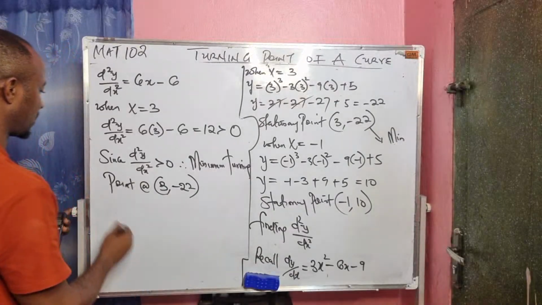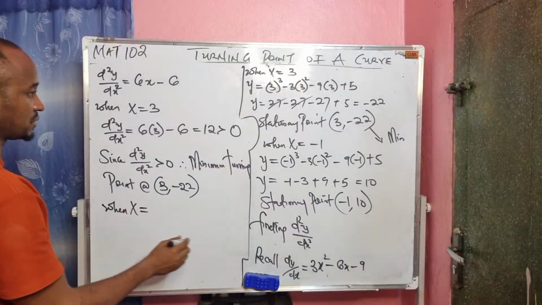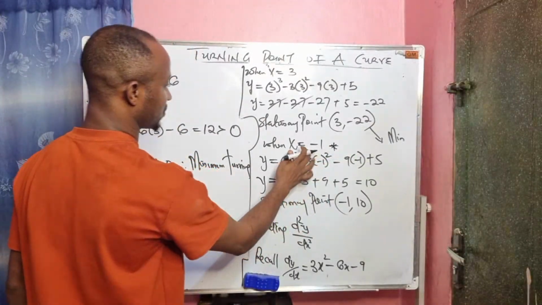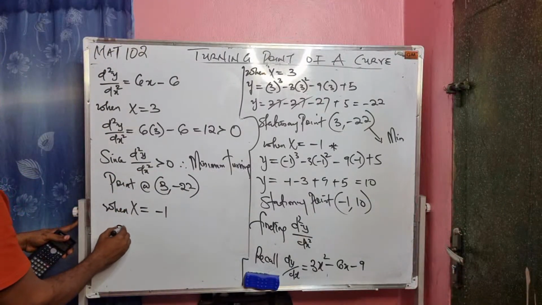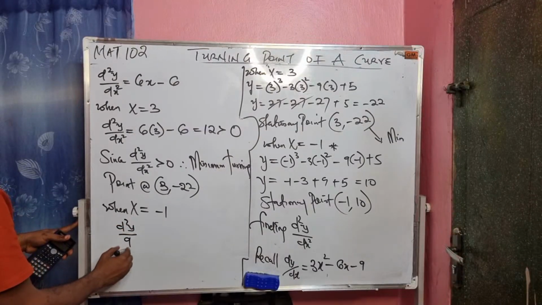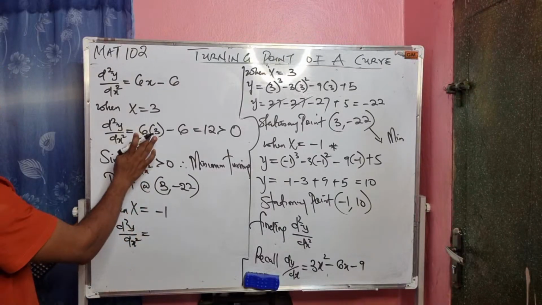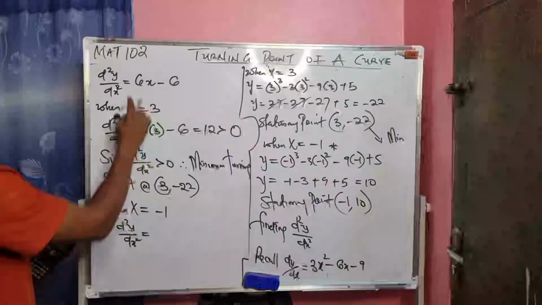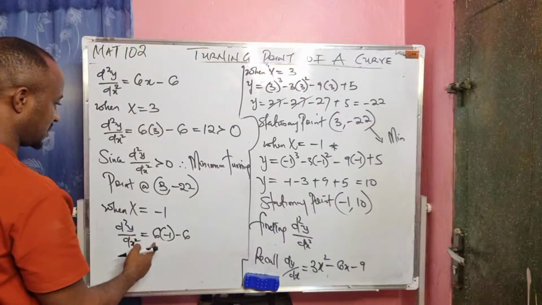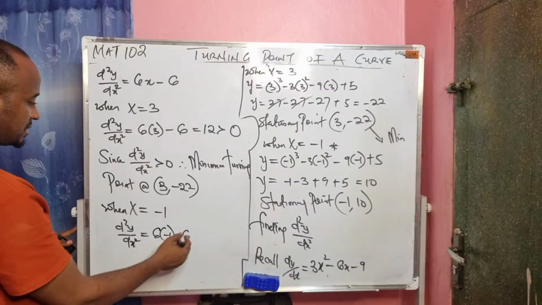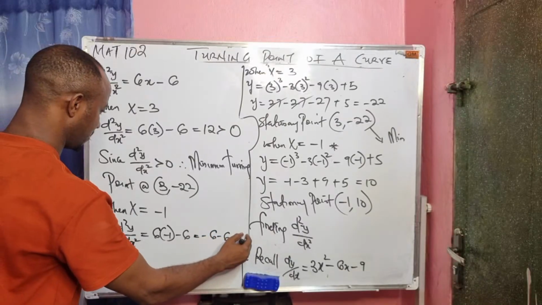So let's verify when x is equal to minus 1. Okay, so let's verify what we have there. Our second derivative, d²y/dx², is equal to, I will put the value here, 6 times minus 1 minus 6. So this will give us minus 6 minus 6, which is minus 12, right?